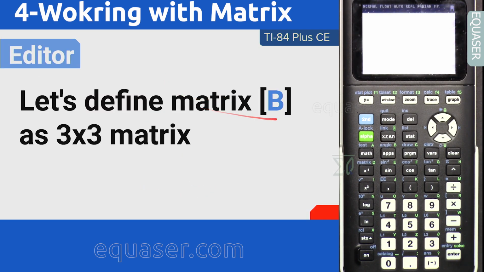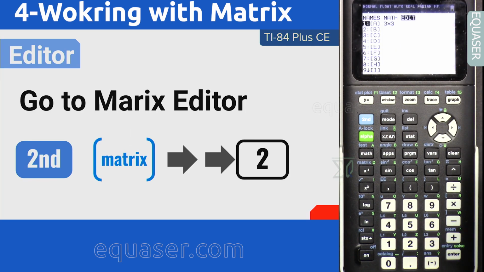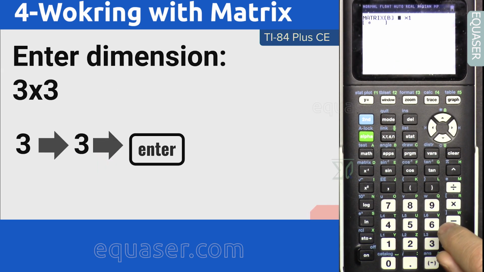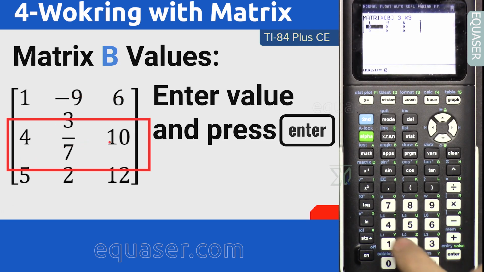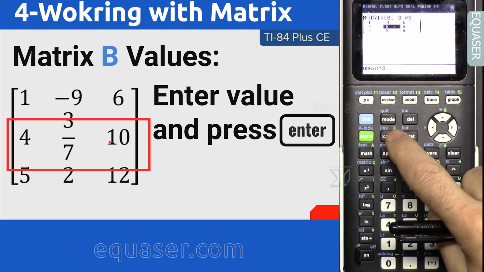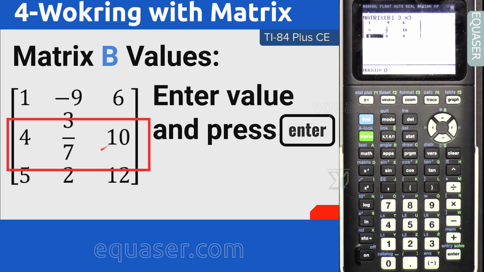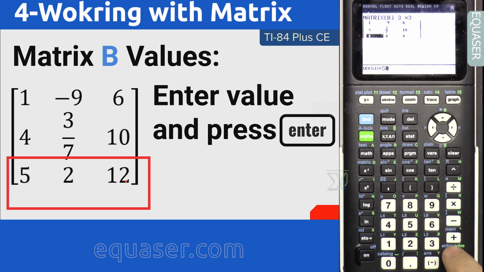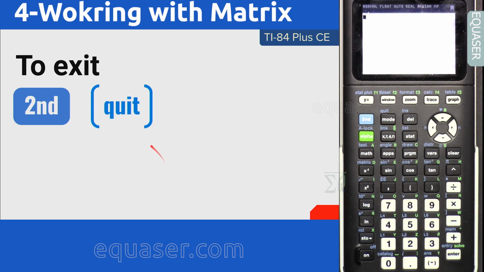Let's define another matrix for our calculation, matrix B of 3 by 3. Second function, matrix, right once, twice, and then 2, this time matrix B. Then select 3 by 3 and enter these values: 1, minus 9, 6. Next row: 4, 3 over 7, 10. That is 4, 3, alpha fraction 7, and then 10. Last row: 5, 2, and then 12. Press second function, quit to exit from that screen.